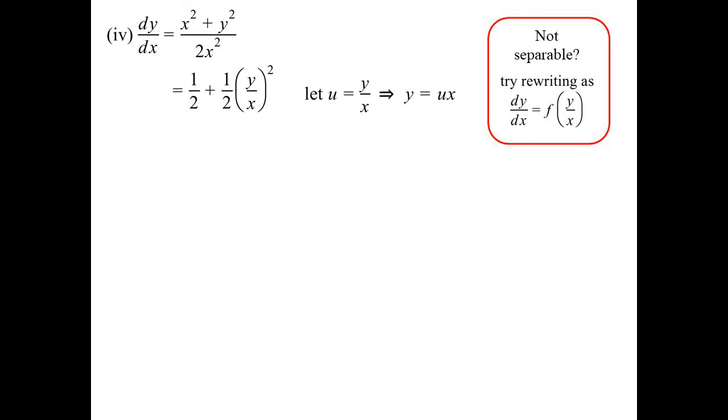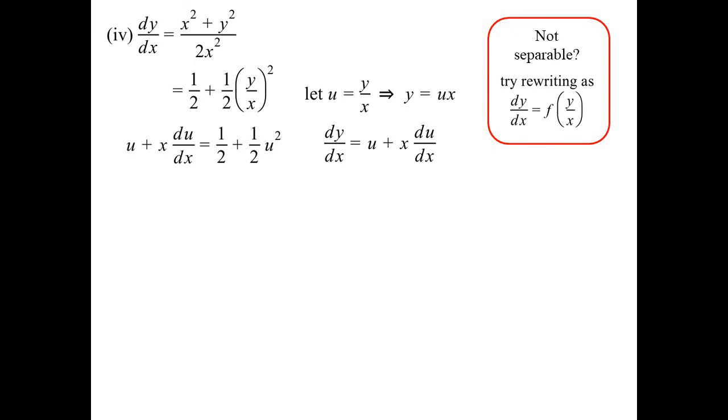So the y dx will become now u times x. But remember, u is a function of x as well. I've got to use the product rule when I differentiate here. Write down the first, u. Diff the second, x. Well, differentiate x, you get 1. Plus, write down the second, x. Diff the first, well, du dx. This becomes my new differential equation.